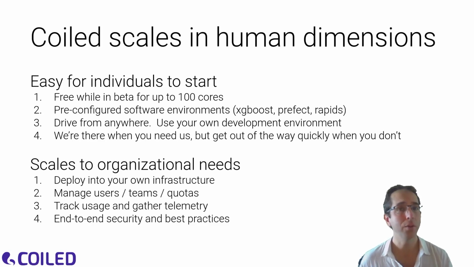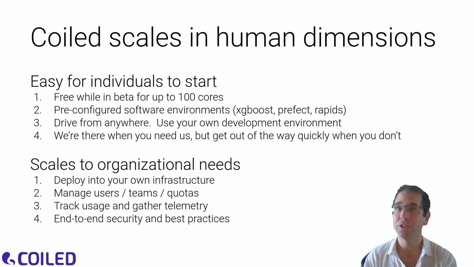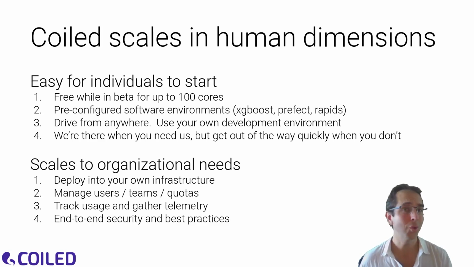And again, Coiled scales with you. Coiled runs both with individuals and with some of the largest financial institutions in the world and with government groups. So we can deploy it on your infrastructure. We can manage users, teams, and quotas. We also track everything that's being run and can give you a lot of drill down information on how much money did you spend parsing CSV files last quarter. A lot of this stuff ends up being really, really useful as you get up to larger and larger organizations.